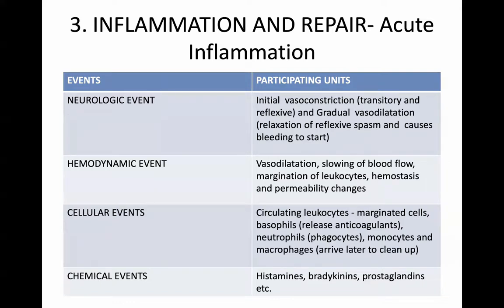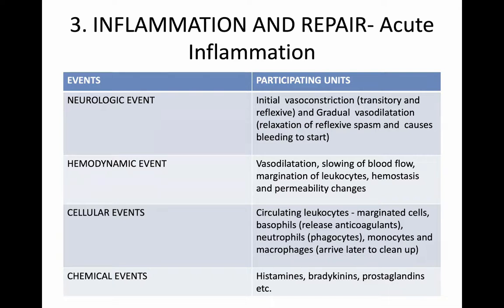For example, if there's injury, there's initial vasoconstriction, where the blood vessels constrict to reduce blood loss, and then gradually you have vasodilation, or relaxation of the reflexive spasm, that causes the bleeding to start again. Now, there are hemodynamic events as well. What happens when that bleeding starts again is that it allows inflammatory mediators to move to the site of injury so that a bleeding plug, a clot, can be formed.